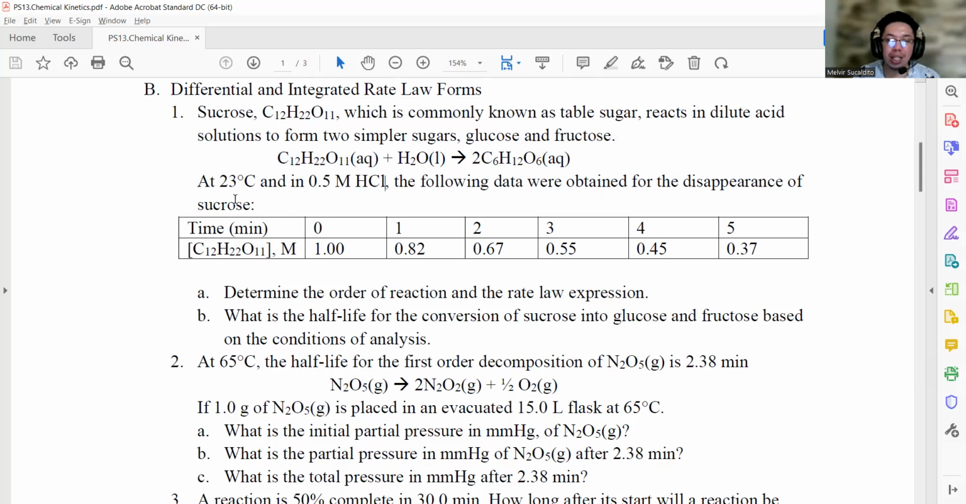At 23 degrees Celsius in 0.5 molar HCl, the following data for the disappearance of sucrose were given. Okay. So, for letter A, determine the order of the reaction and the rate law expression. Then for letter B, you need to get the half-life for the conversion of sucrose into glucose and fructose based on the conditions of analysis.